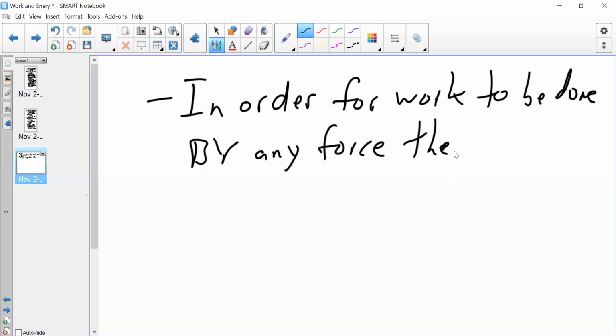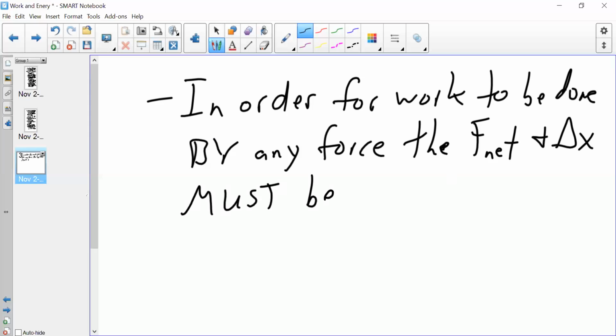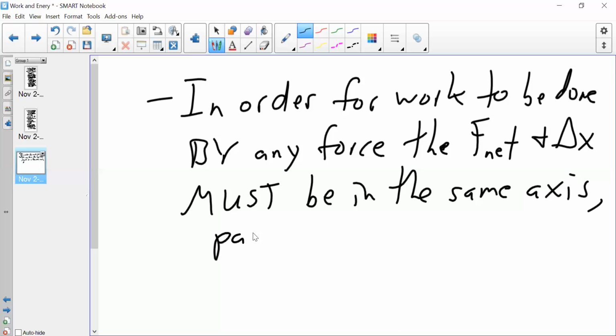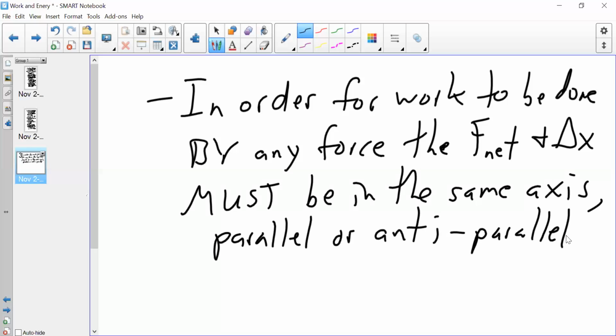So in order for work to be done by any force, the net force and displacement must be in the same axis. That is, parallel or anti-parallel to each other. And I'll show pictures, and we'll see again using the XY plane in terms of the angles, and build the picture on itself.